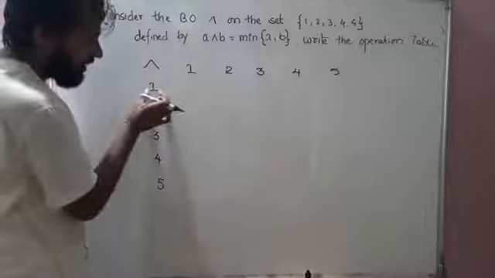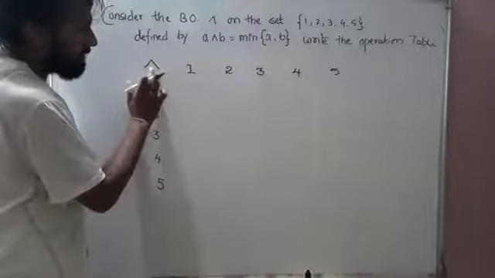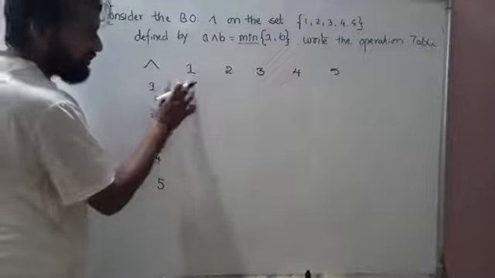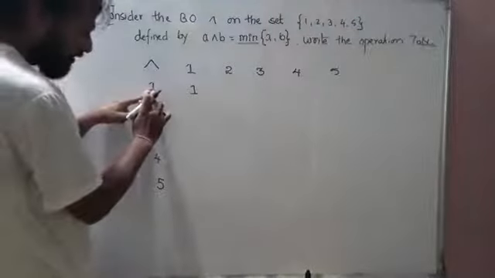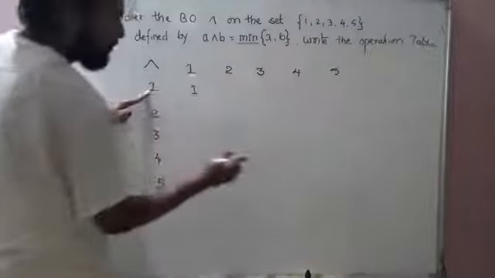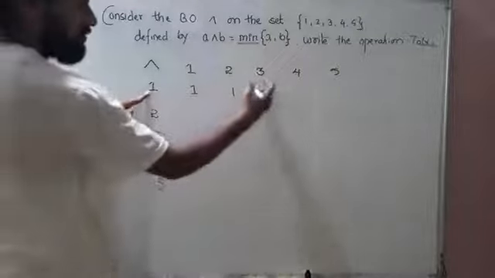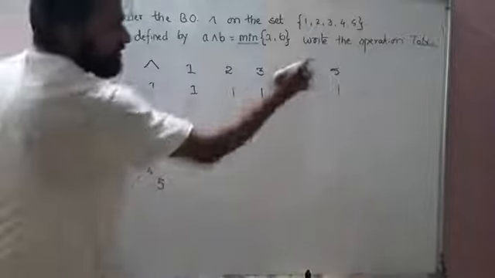See, 1 cap 1 means, cap means minimum. I have to find the minimum. Okay, the minimum between 1 and 1, what is it? 1 comes, right? Then with 1 all these elements we have to do. 1 with 2 the minimum is always 1. 1 with 3 again 1, 1, 1, because 1 is smallest among all these.